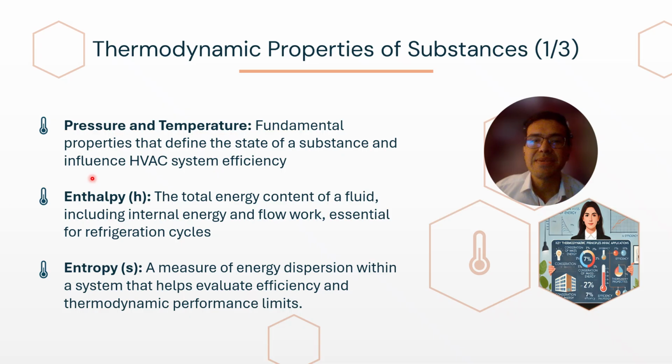Entropy, on the other hand, measures the level of disorder or energy dispersion in a system. Higher entropy means greater energy spread, which can influence how efficiently an HVAC system operates. Entropy helps in defining performance limits, as real systems always experience losses due to irreversible processes. By understanding entropy changes, engineers can improve system design, minimizing inefficiency and enhancing overall energy performance.